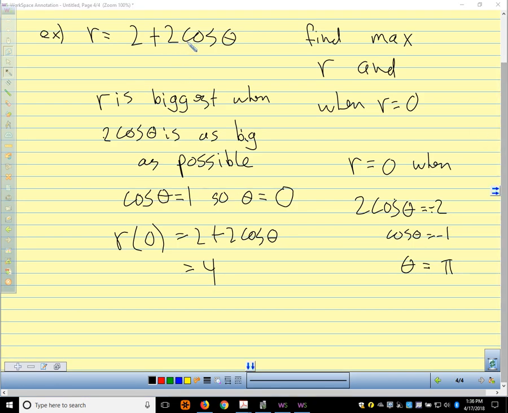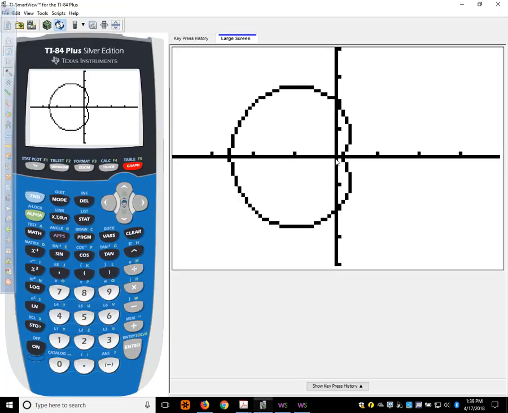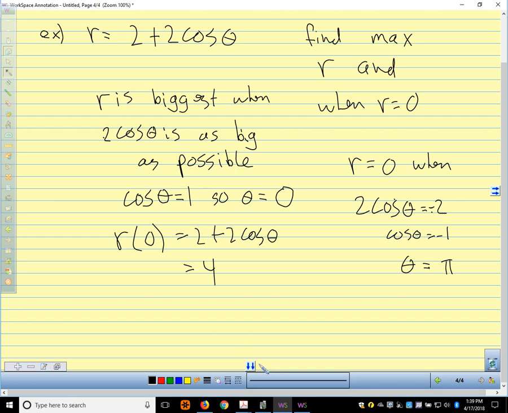Any guess what this graph is? Well, we just graphed 2 minus 2 cosine theta, and it looked like this. It flipped over the vertical axis. So this is going to be something like this. And r equals 4 when theta equals 0, here on the polar axis.